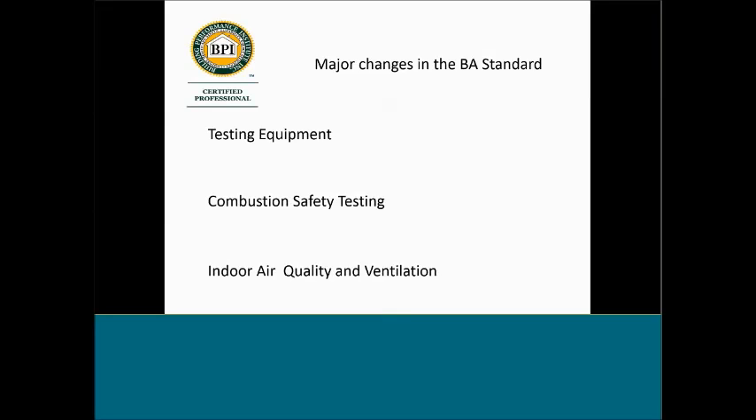So, the major changes in the BA standard used in the 1200, as far as you guys out in the field, are going to be the testing equipment required for doing the combustion safety testing, the gas leak testing, evaluation, and in the building. We have combustion safety testing changes, so whatever you've done in the past as far as combustion safety pass-fail levels, that has changed, and then the indoor air quality and ventilation changes.